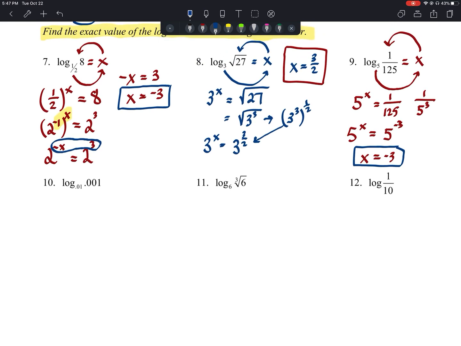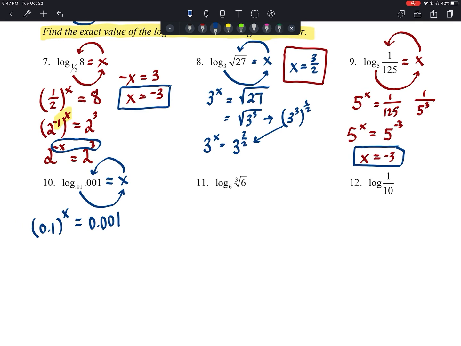All right, looking at 10. 10 says log base 0.01 or 1/100th of 0.001, which is 1/1000th. Okay, so we're going to do the same kind of thing here. Let's just set this one equal to x. We'll go around the world or use the giant spiral. And we have 0.1 as our base raised to the power of x is equal to 0.001.